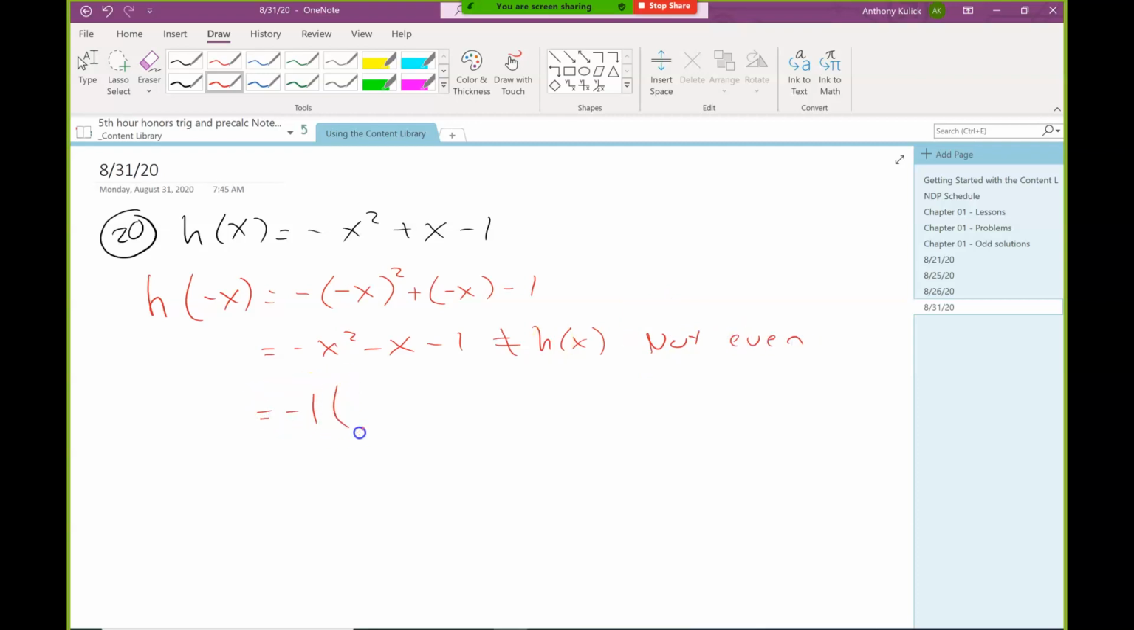And then if I try factoring a negative 1 out of this, that piece, after I factor the negative 1 out, is also not equal to h of x. So we know it's not odd either. So we can say it's neither. Okay. Anthony?